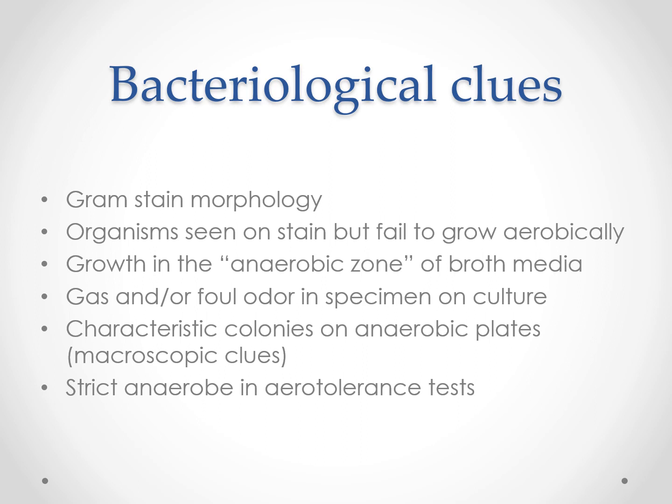You could have growth in the anaerobic zone of a broth media such as thioglycolate. If you have growth at the bottom of your broth, it probably indicates you're dealing with an anaerobe. If you have gas or a foul odor in a specimen on culture, it could indicate the presence of anaerobes. If you have characteristic colonies on anaerobic plates or macroscopic clues such as a ground glass appearance or black colored colonies, this could indicate anaerobes.